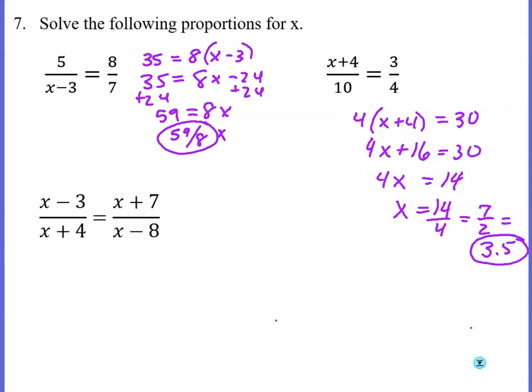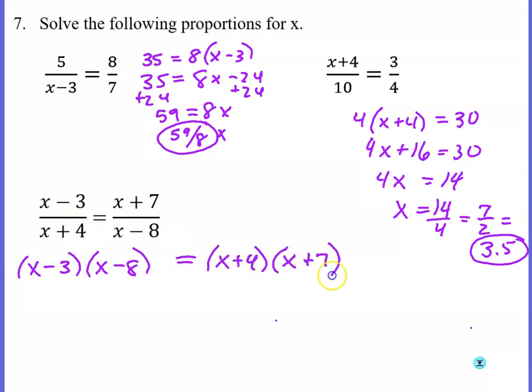Here I have lots of quantities, so I'm going to do x minus 3 in parentheses times x minus 8, so my second parentheses, I've got x plus 4 times x plus 7. And now I'm going to do that process where I FOIL, so x times x, x squared. x times negative 8, negative 8x. Negative 3 times x, negative 3x. Negative 3 times negative 8, positive 24.